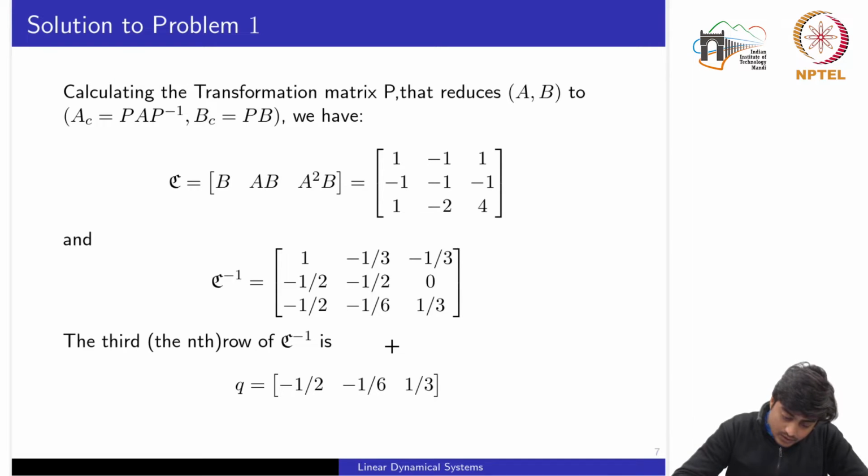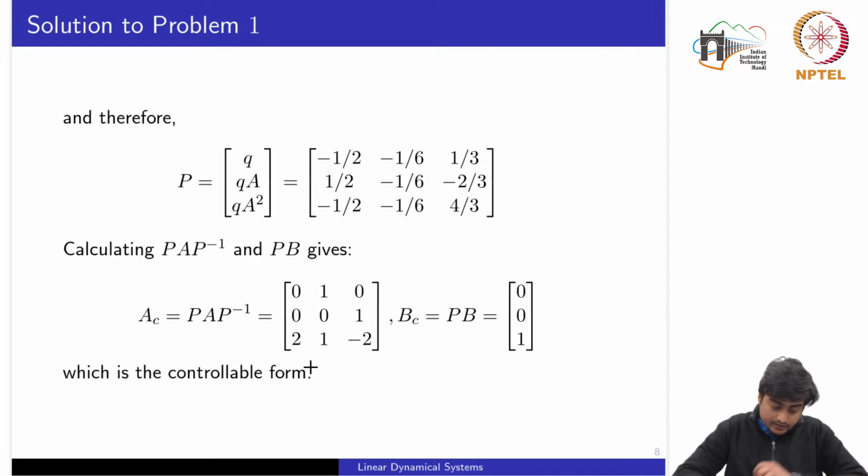So coming back to the numerical solution of the problem, we have this AB matrix from where we can compute the controllability matrix, and the inverse of that matrix is given by this one. Now since it is a three-dimensional system, we extract the third row, which is this one, and assign it as the Q vector.